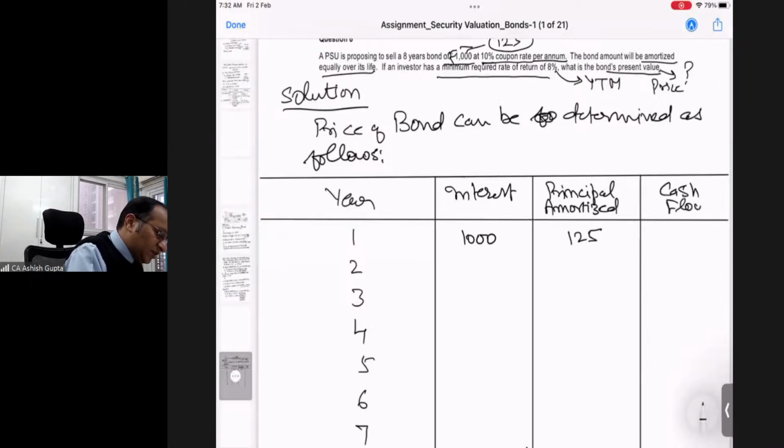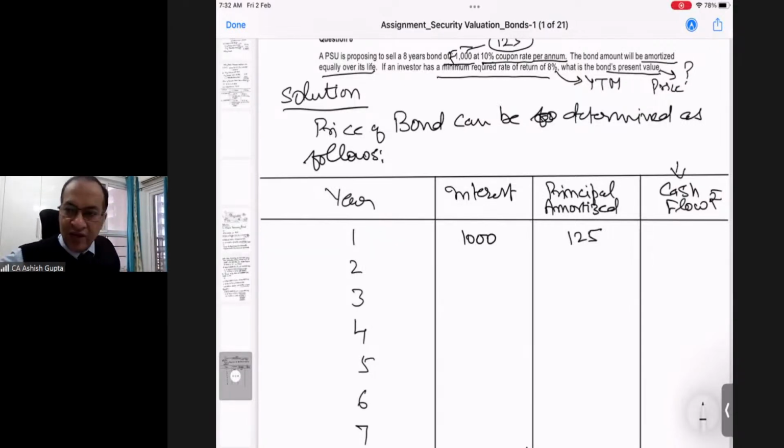Now, students, please always remember we shall go by the cash flow. This is like, as I told you, capital budgeting; bond valuation is a kind of capital budgeting decision. So mainly we are concerned with the cash flow. We shall concentrate on the cash flows.